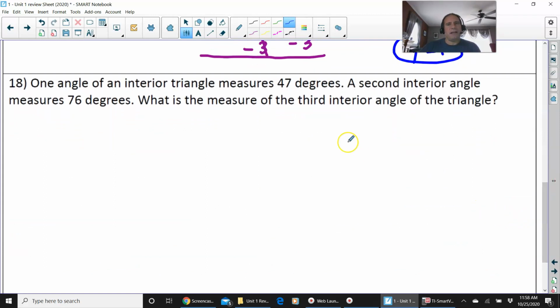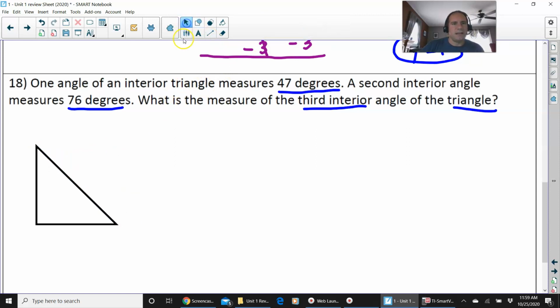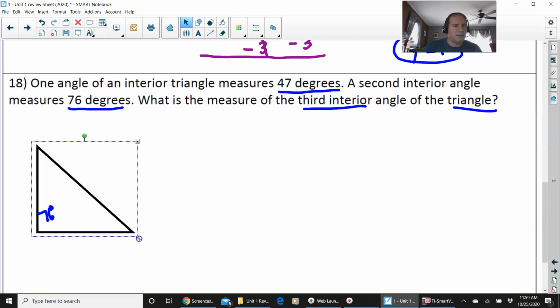One interior angle measures 47 degrees. The second interior angle measures 76. What's the measure of the third interior angle of the triangle? This is a baby question. Really, it shouldn't even be on here for an 8th grade test. But let's just take a look at a triangle right now. They said that one measures 76 degrees. So I'm just going to put this here, even though it looks like a right triangle. It's not.